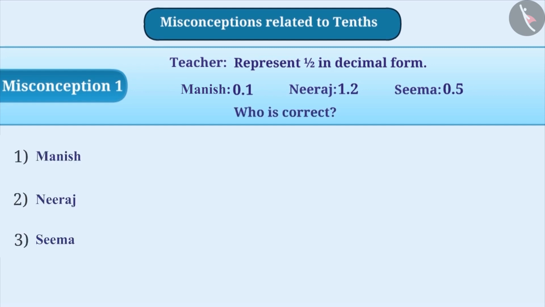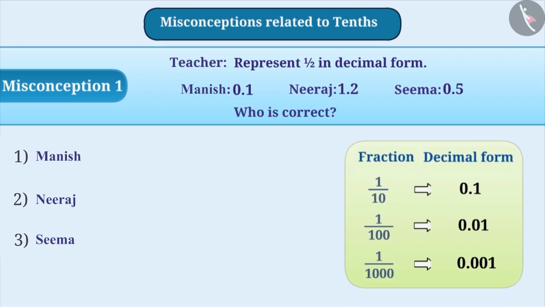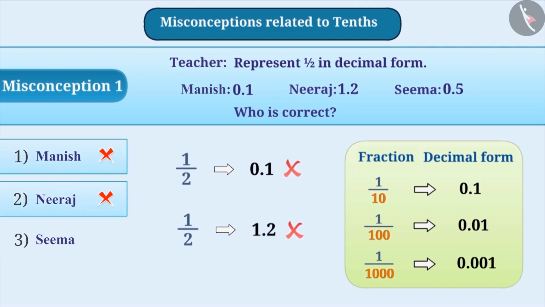Students fail to understand that to represent a fraction in decimal form, the denominator of the fraction must be any of the numbers like 10, 100, 1000, etc. Some students ignore that here the denominator is not 10, and they write the numerator of 1/2 after the decimal point and write the decimal form of 1/2 as 0.1. Some students misunderstand that while representing a fraction in decimal form, the numerator is written before the decimal point and the denominator is written after the decimal point. Both these answers are wrong, so options 1 and 2 are incorrect.